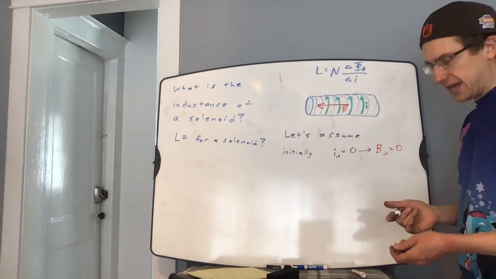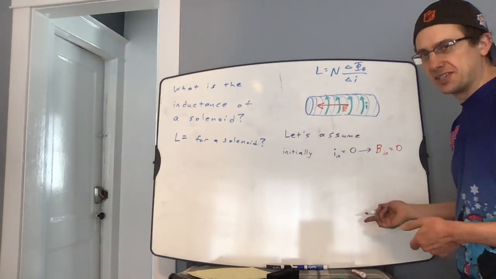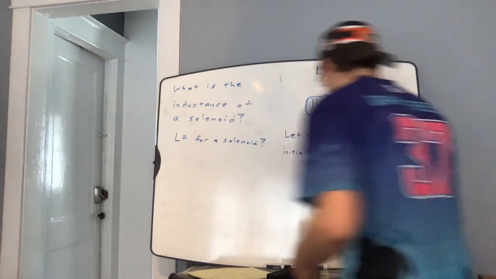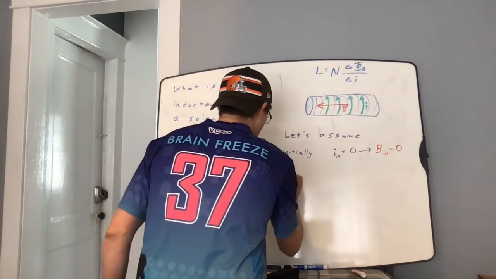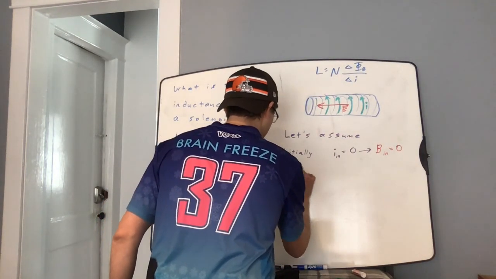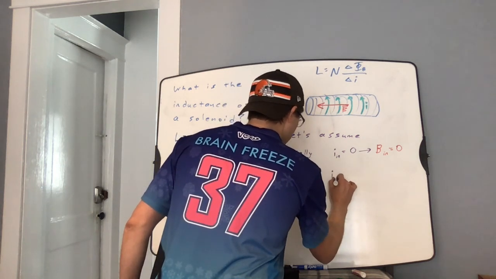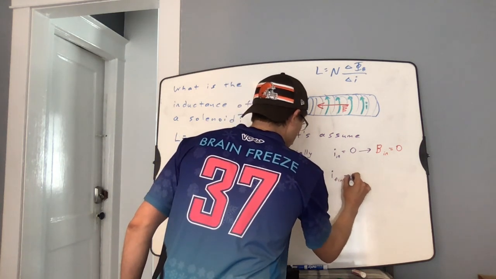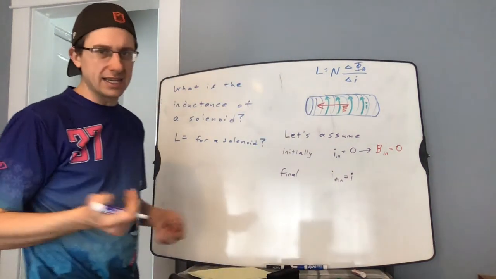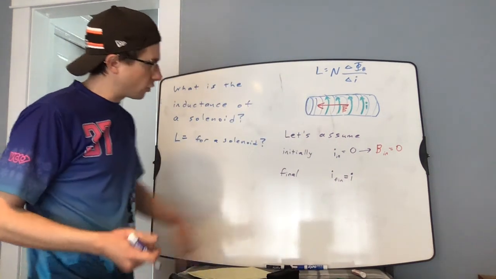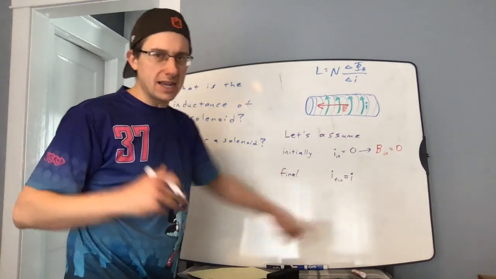Now, let's assume at some time later the current went from 0 to something bigger than 0. So I'll say at the final moment, I final, I'm going to just write that as being equal to I, as the current itself. So I go from current of 0 to current of I.